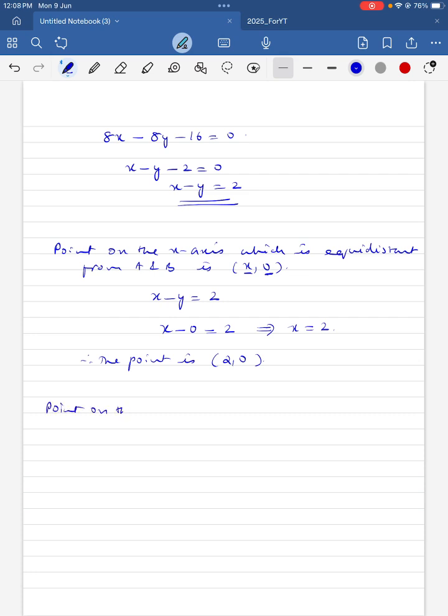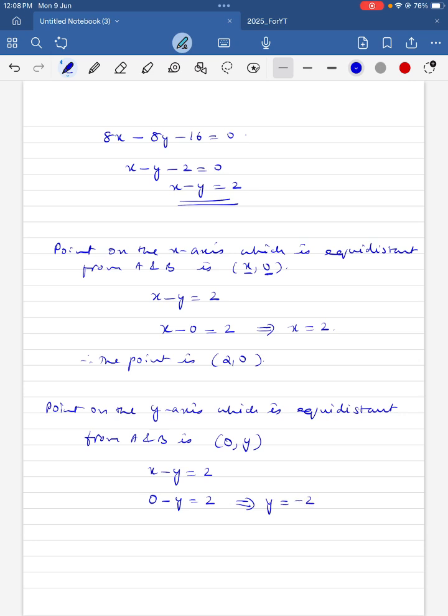Any point on the y-axis which is equidistant from A and B is of the format 0 comma y. Now again, let's substitute it in the relation x minus y equal to 2. So let me substitute x as 0, minus y equal to 2, which gives me the value of y as minus 2. Therefore, the point is 0 comma minus 2.